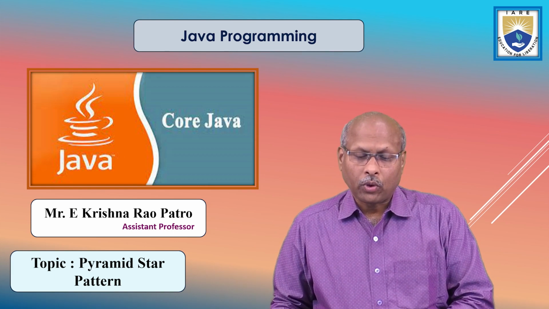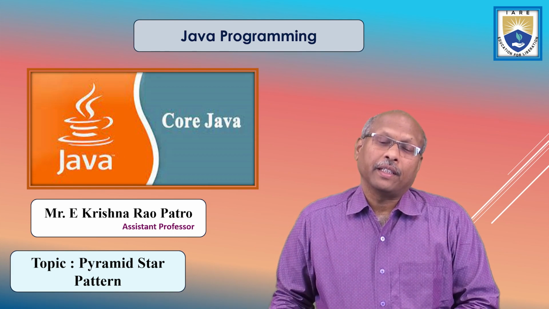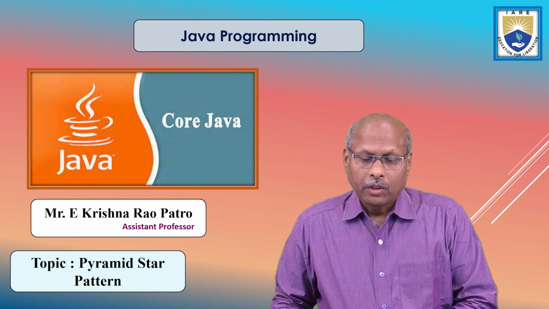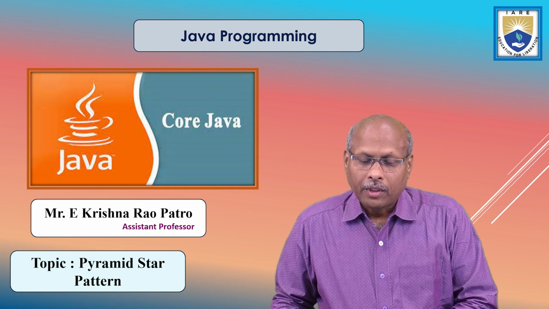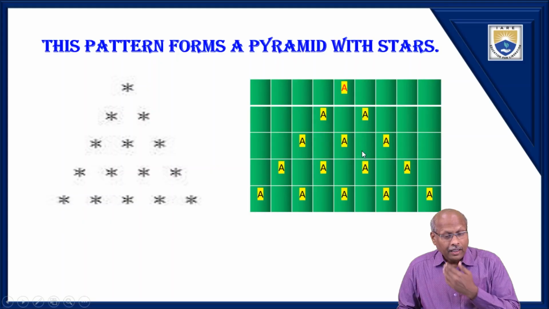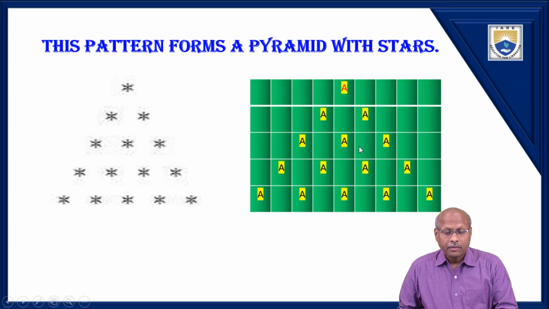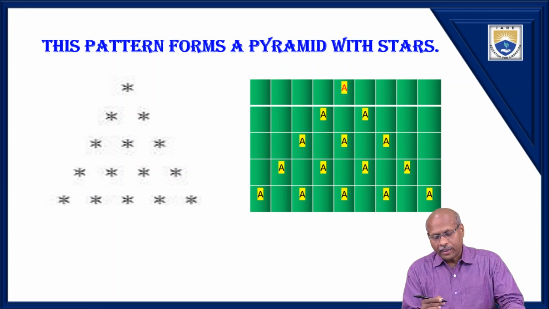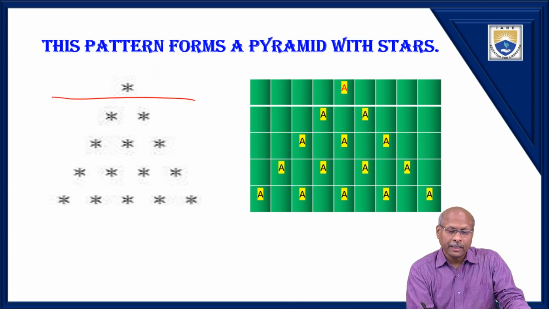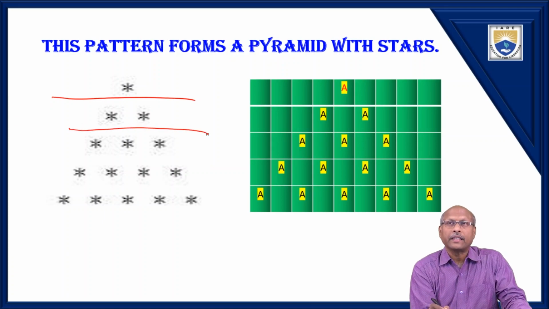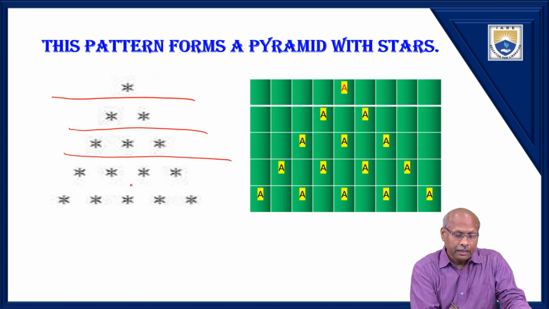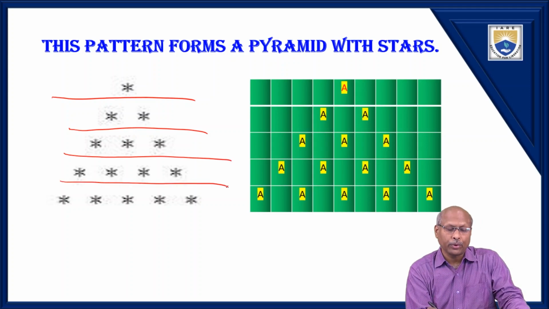Today we will see a small program on how you can design a pyramid type of pattern using Java. This is one of the important programs, and it is a basic program also. Let us have a star pattern which forms a pyramid. If you observe here, the first line consists of a single star, the second line consists of 2 stars, the third line consists of 3 stars, the fourth line consists of 4 stars, and the fifth line consists of 5 stars.